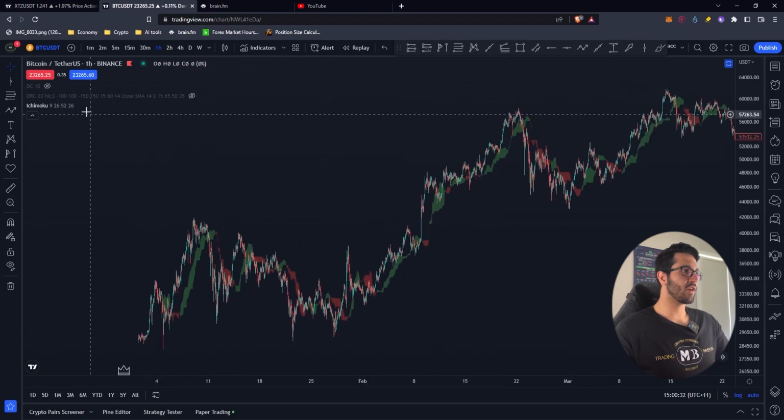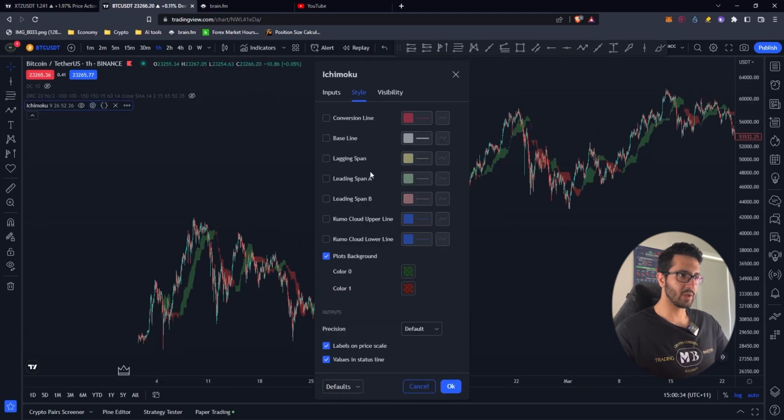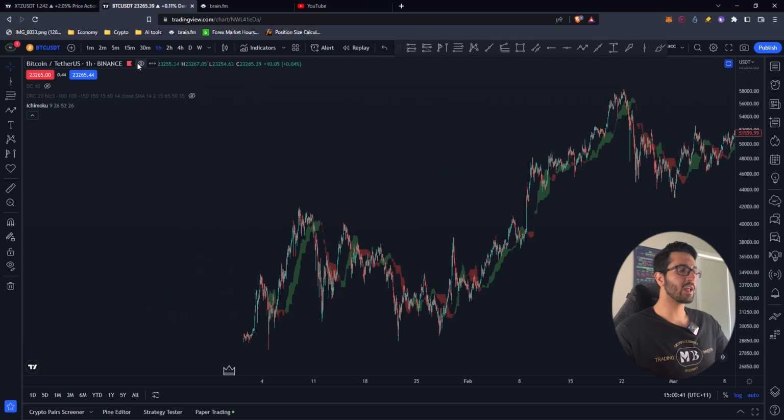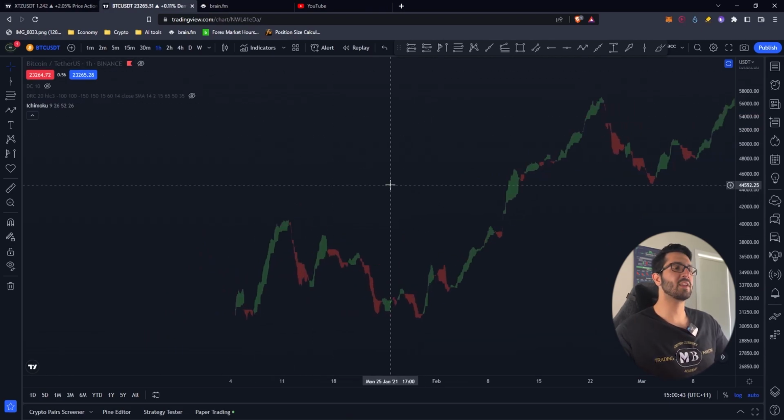Now, first things first, we've got to add Ichimoku. Same as always for this one, you've got to turn off everything and only have the plot background, which is the cloud. And we don't even need the price. We're just going to have the cloud itself. That's it. And what are we looking for?